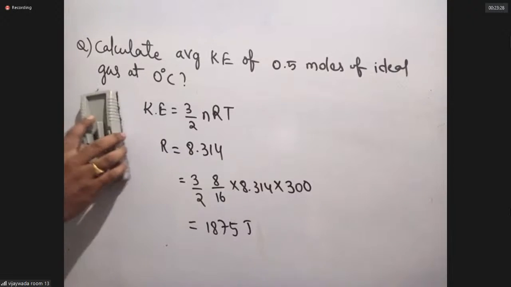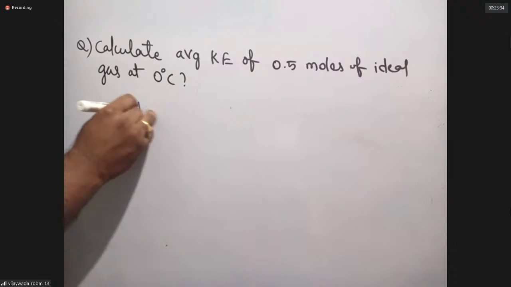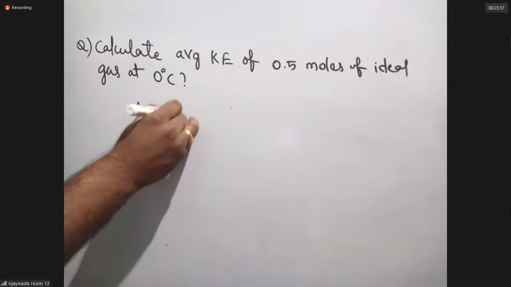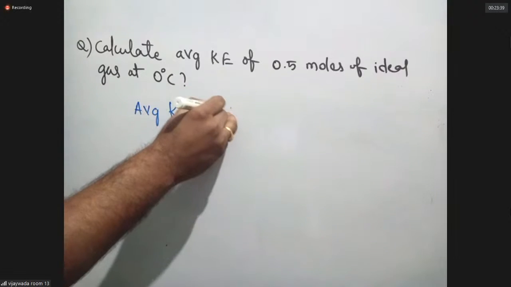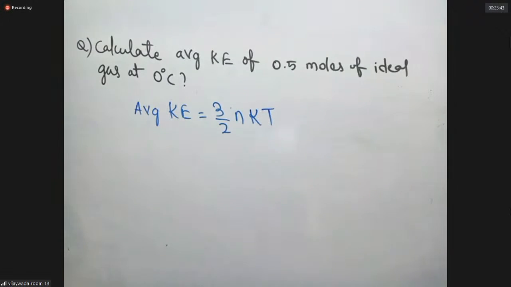Okay. So the question is average kinetic energy. The average kinetic energy formula is 3 by 2 nkT, where k is the Boltzmann constant, not nRT. It is nkT.